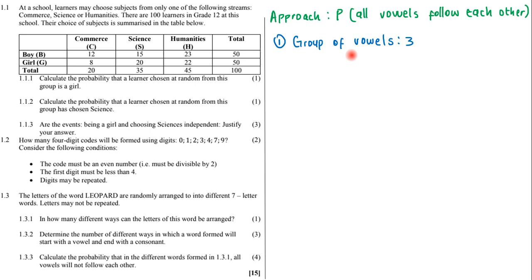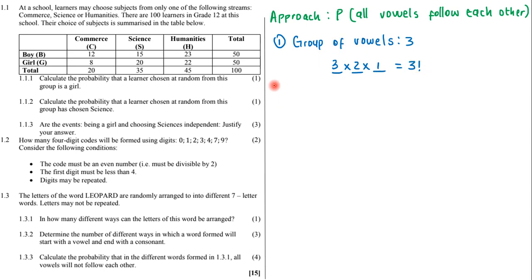Now by considering them a group, it means we need to find the ways that we can arrange these vowels. So now we have three options, then two, and then one. So as a group, this is going to be 3 factorial. Now, the question wants us to keep these vowels as they are.